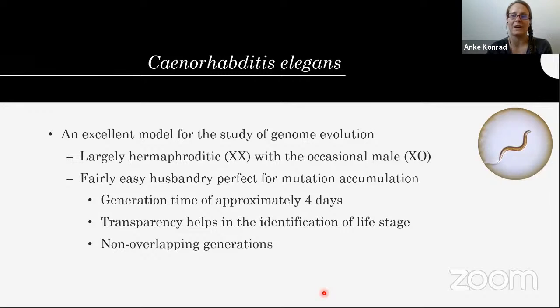A few reasons why C. elegans is a perfect organism for mutation accumulation: one, it is a multicellular organism, so it is a little more applicable to humans than E. coli might be. It is fairly easy to propagate in the lab. You have a generation time of 4 days. It is fairly easy to keep your generations non-overlapping. And the transparency of the worm allows for easy identification of life stages so that, again, the propagation is fairly straightforward.